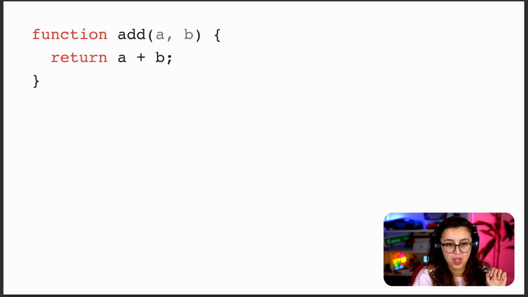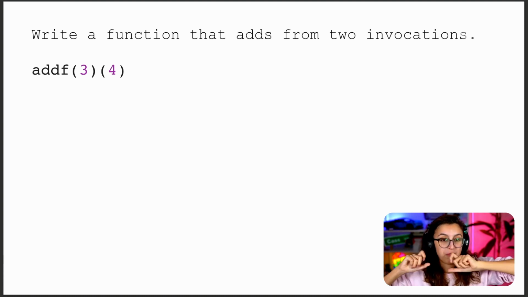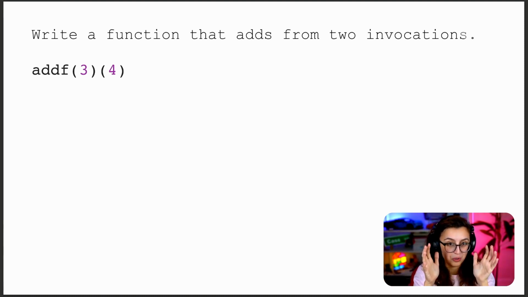Okay, so this is the first exercise for you. What I'd like you to do is write a function that adds from two invocations. And so you have add, which was the first one where you're just adding A and B. But what if you had addF? F for functional, where you have a 3 in parameters and a 4 in the next parameters, and you squish them that way. How would you write that? Okay, I'm pausing the video. Talk amongst yourselves and let me know what you get.